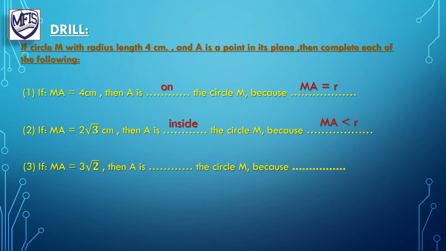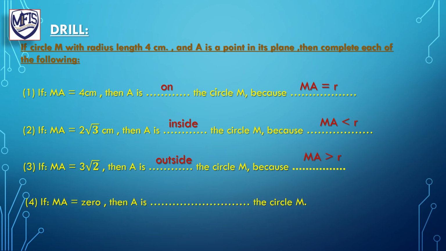Number 3. If MA equals 3 root 2, then A is, now 3 root 2 is greater than R, greater than 4. Therefore, point A is outside the circle. Why? Because MA is greater than R. Number 4. If MA equals 0, then A is on the center of the circle, lies on the center.